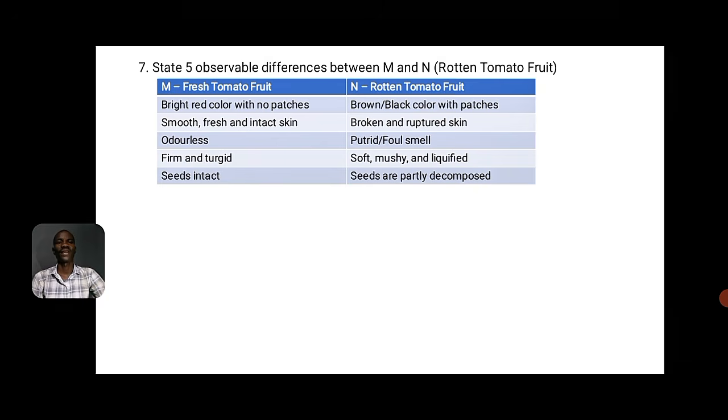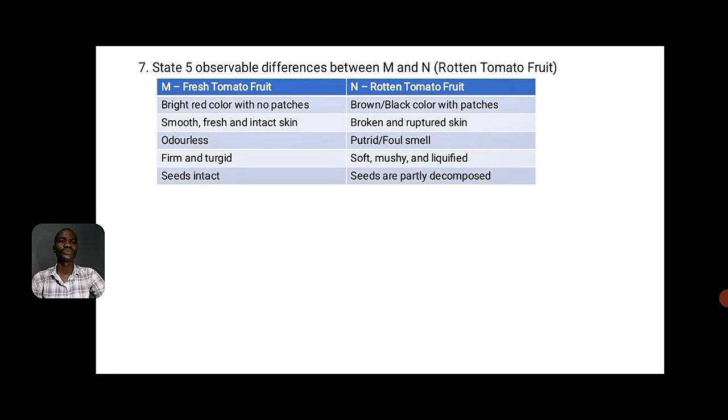Next one is it is firm and turgid. But the rotten tomato is soft, mushy, and liquefied. Then for fresh tomato, the seed is intact, while seeds are partly decomposed. Another thing that might come up is that they can say that you should test the rotten tomato, that's specimen N, with Benedict solution. You might test it with Benedict solution, and what you are going to have is a negative result.